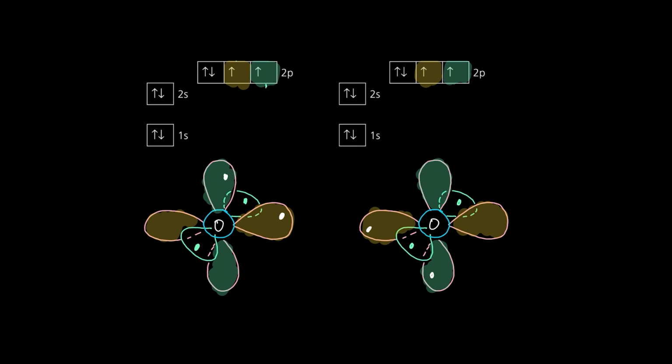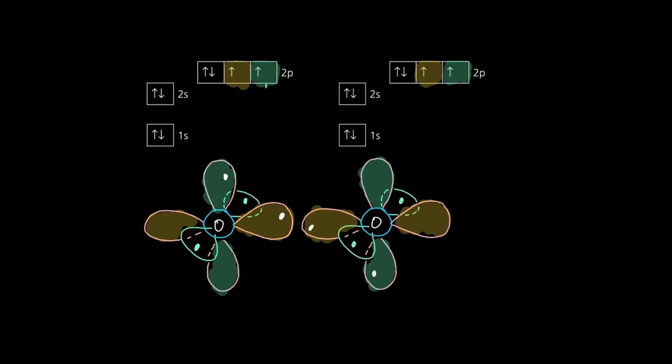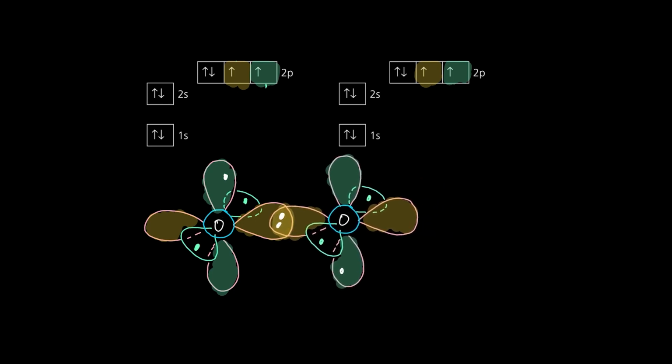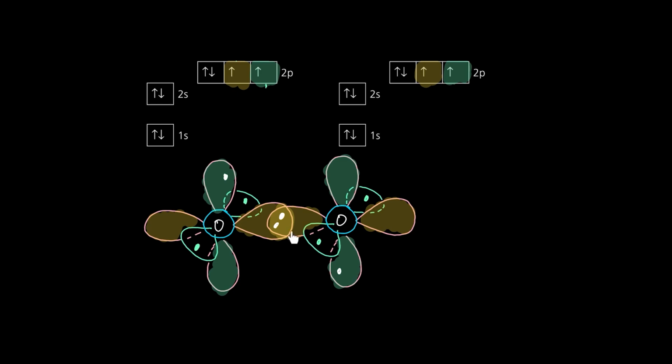So now, first of all, they have to share these two. The first time this happens is when O comes closer and closer and makes the same overlap we have been doing just now. And this is the PY, the yellow one, overlapping with this PY. PY overlapping with PY. So PY with PY, this is that overlap.